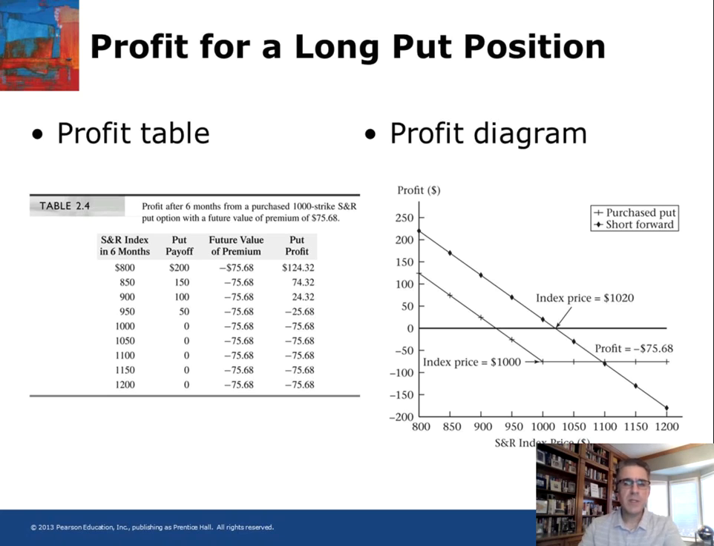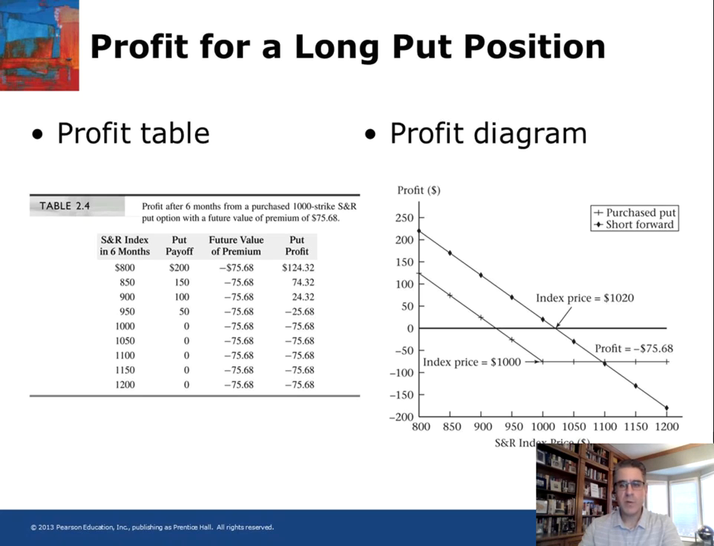This slide provides a table and a diagram for the profit of the put in the previous example. As you can see in both the table and the diagram, if the index price exceeds the strike price, no matter how high the index price gets, the payoff on the put is zero and the profit is the same negative $75.68. As the index price drops below the strike price, the payoff and profit both increase dollar for dollar all the way until the index price drops to zero. This is represented by a line with slope -1 to the left of the strike price on the diagram.